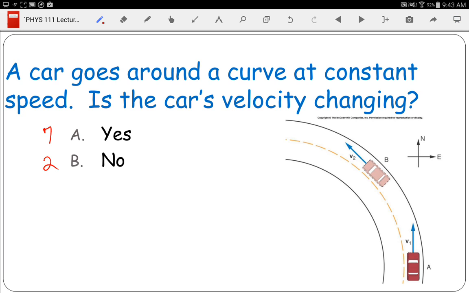And we'll learn later the acceleration when it's going in a circle is toward the center. We use the symbol A for acceleration. So the acceleration was changing direction as it went around the circle, constantly accelerating toward the center.